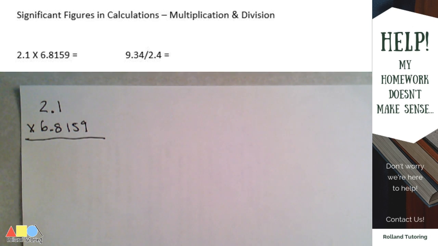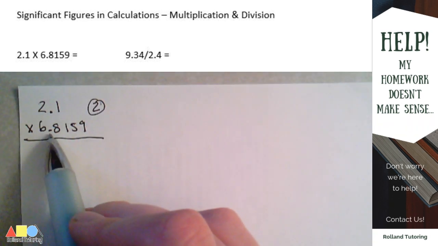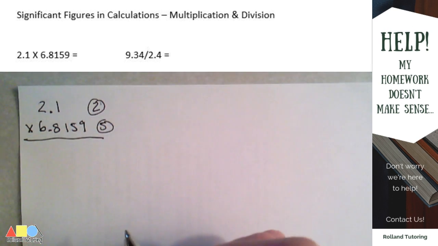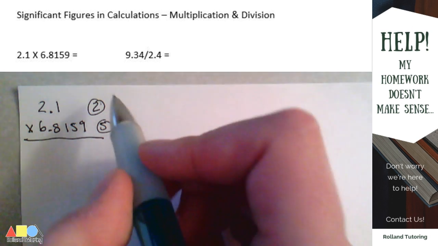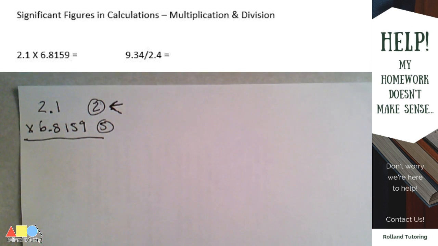However, in multiplication and division, we actually have to look at the total number of significant figures. So we'll go ahead and look. The first one only has 2 significant figures. The second number has 5 significant figures. And the answer can only have the number of significant figures as the smallest one. So our 2 will be our controlling number here.